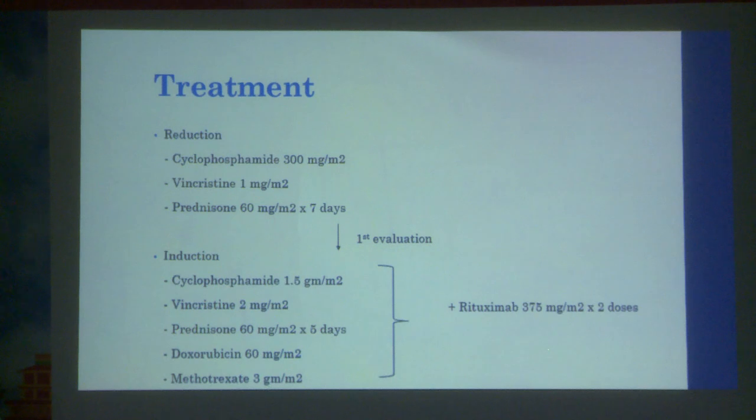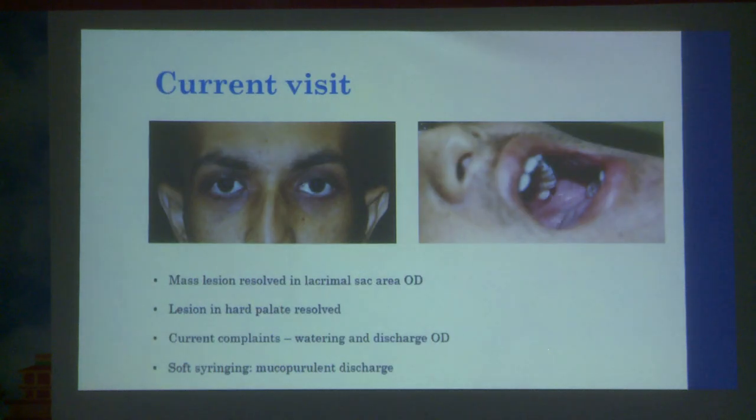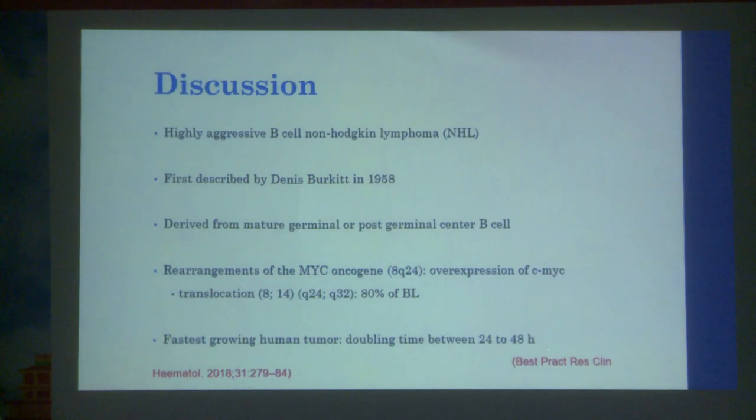We referred the patient to the oncologist. He was treated with a reduction chemotherapy of cyclophosphamide, vincristine, prednisolone, followed by an induction chemotherapy. At the current visit to us, we can observe the mass lesion over the lacrimal sac area has resolved. The lesion in the hard palate has also resolved, and the patient only has complaints of watering and discharge from the right eye now.